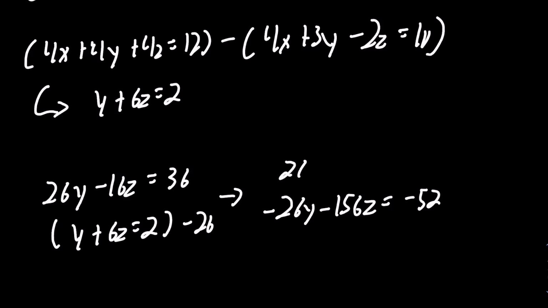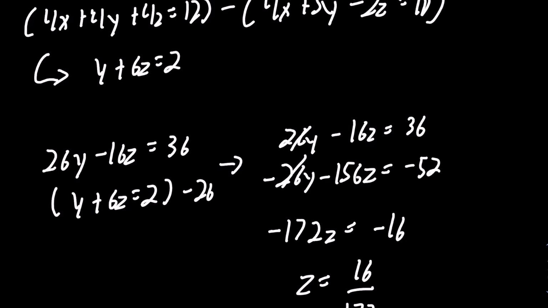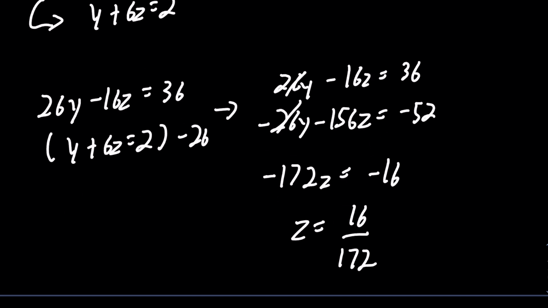And our top equation will remain as is, and you will notice that we are able to cancel our y variable, and we just multiply our respective terms. 156 plus 16 is 172, or negative 172z, and 36 minus 52 is negative 16. Therefore, z becomes 16 over 172. And if I am correct, I believe this ends up becoming 4 over 43. Yeah, that can be simplified.